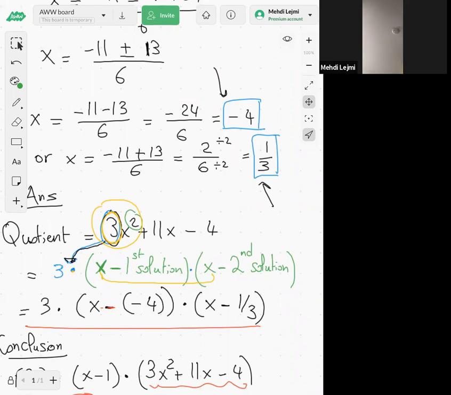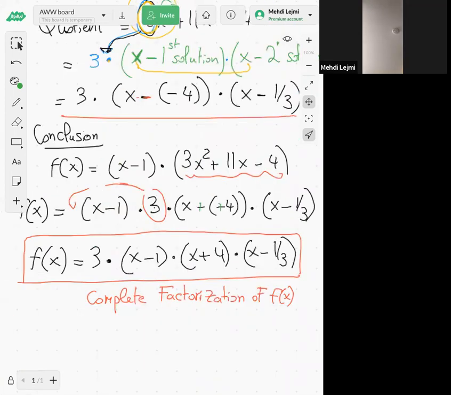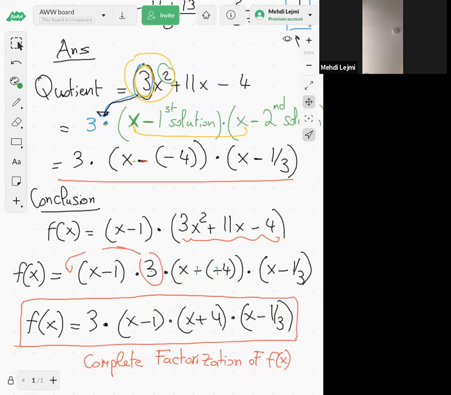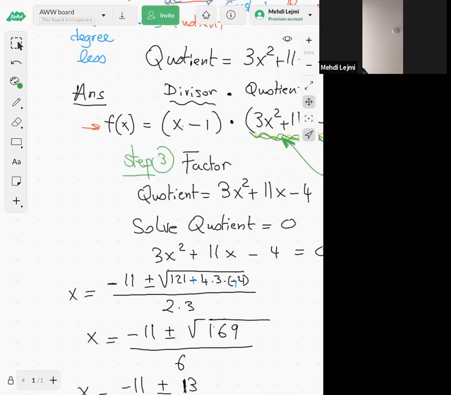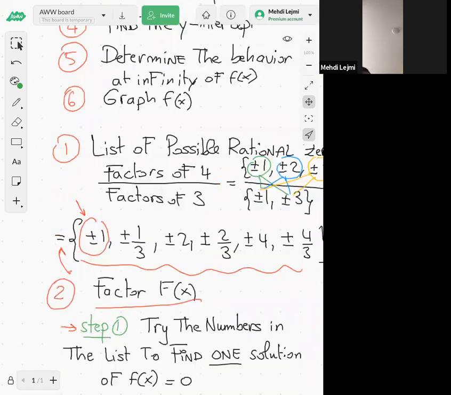Right, and so then you get the factorization of the quotient, and once you get the factorization of the quotient, then you're going to have the factorization of the whole thing, right? Because that's the missing thing. All right, so that's the complete factorization. So next question, this is number 2.